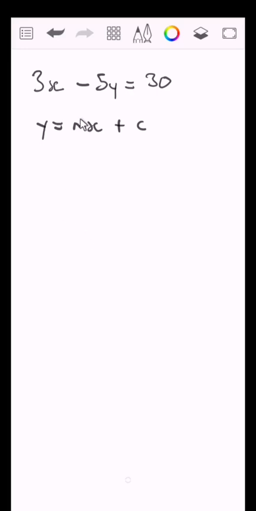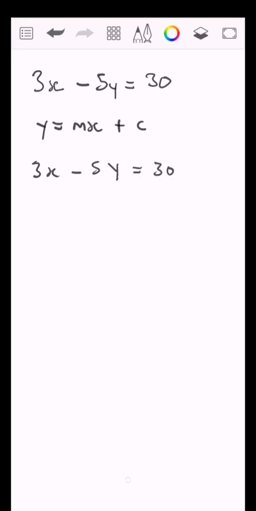Kuitira kuti equation yedu iyi, line 3x minus 5y is equals to 30, itoredzere ku general equation of a straight line, y is equal to mx plus c. In other words, tikuda kunyora equation yatapiwa 3x minus 5y is equals to 30 as an equation of a line in the form y is equal to mx plus c. Saka tinozvita sei? We have 3x minus 5y is equal to 30.